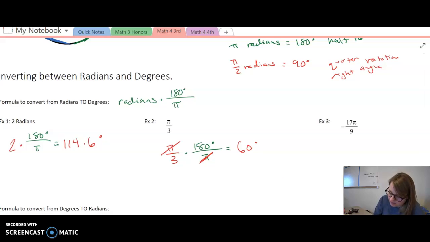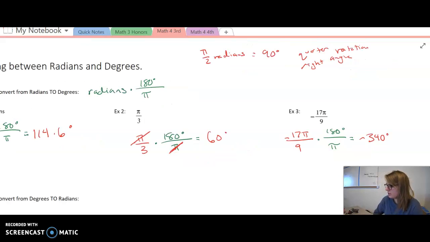So now let's look at my last example. So we have negative 17 pi over 9, and we're going to multiply that by 180 degrees over pi, and we're going to solve. Now I want you guys to do this one on your own, so pause the video right here and try it on your own. So if you did this one correctly, you should have gotten negative 340 degrees. Now you are able to get negative degrees because all it means is that instead of going counterclockwise, it is now going clockwise.